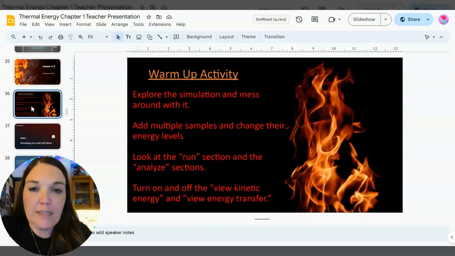So for our warm-up activity, we want you to explore the simulation and mess around with it. Add multiple samples and change their energy levels. Look at the run section and analyze sections. Turn on and off the view kinetic energy and view energy transfer.